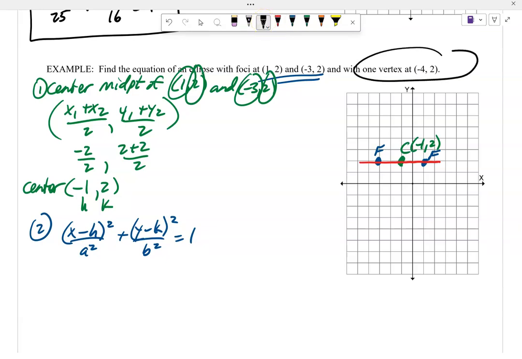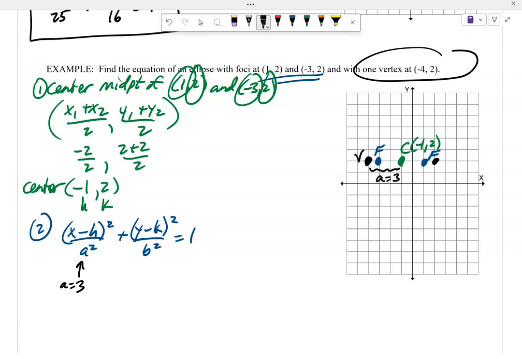I do have another vertex at (-4, 2). So let's go ahead and put that vertex on right there, which means the other one would be right there. There's my vertex, (-4, 2). So what's the a distance from the center out to a vertex? 1, 2, 3. It looks like a has to be 3. Right? So my a is 3.